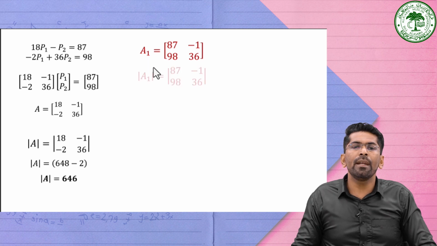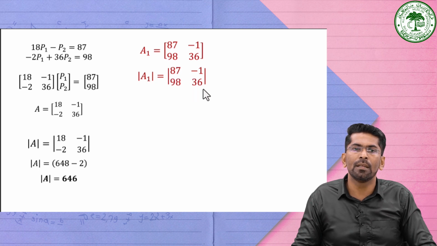Now we are going to find the determinant value of the special matrix A1, which is 87, minus 1, 98, 36. See, if you go for finding the determinant value of the special matrix A1, then we can multiply 87 into 36 minus 1 into 98.